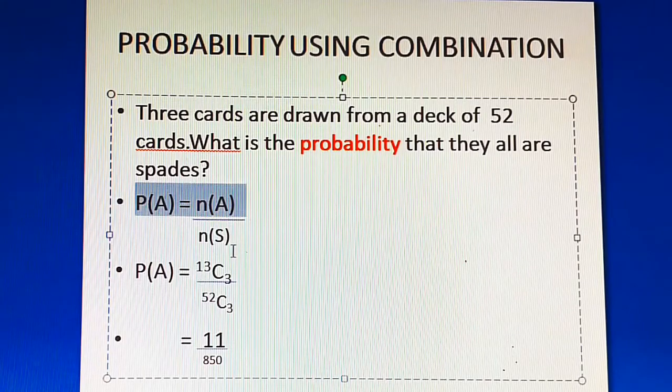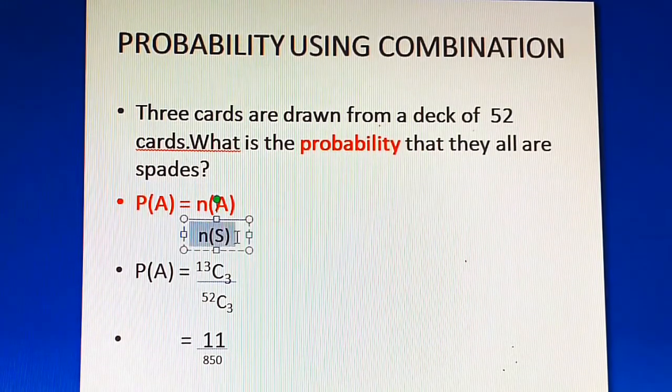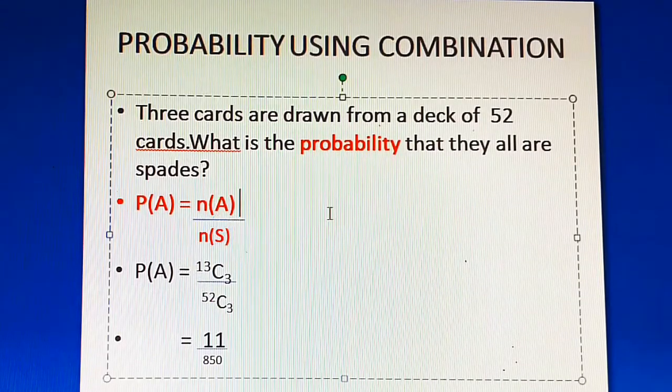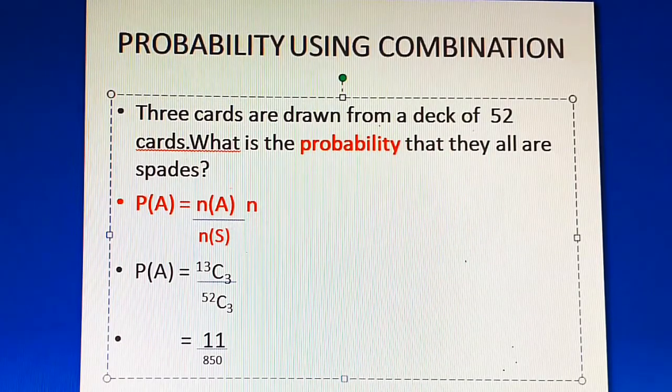What is the formula to calculate probability? P of A is equal to N of A divided by N of S. Correct? So N of A is nothing but your favorable outcomes. N of S is your total possible outcomes. So what is your favorable outcomes? All the 3 cards should be spade.